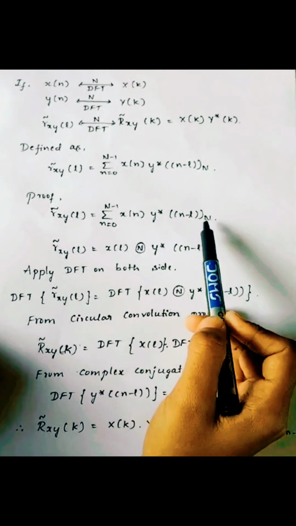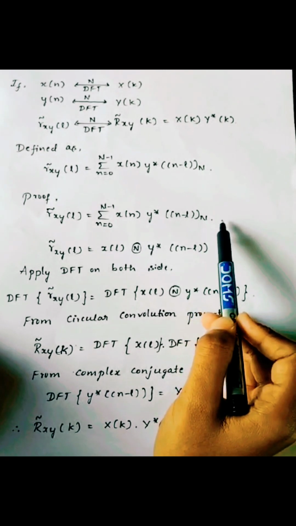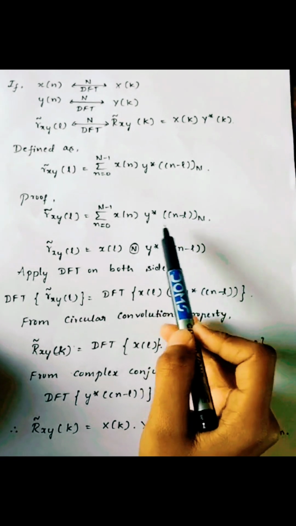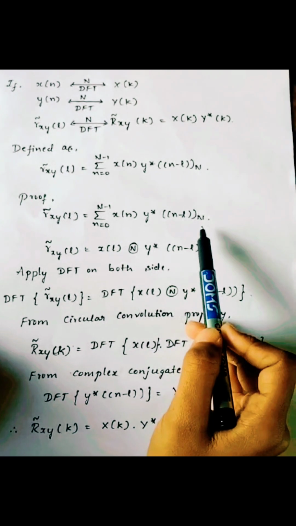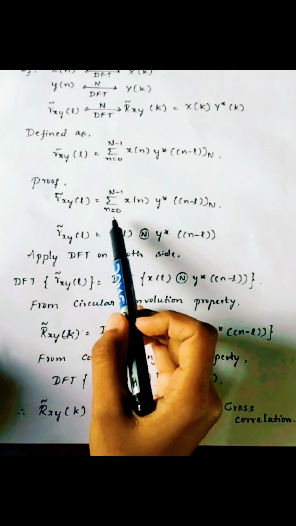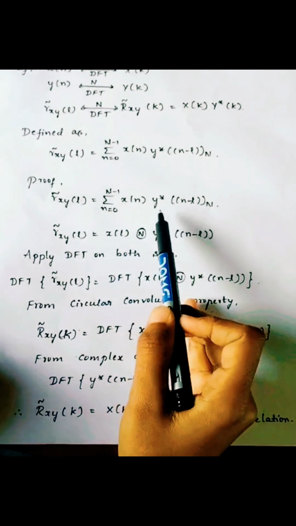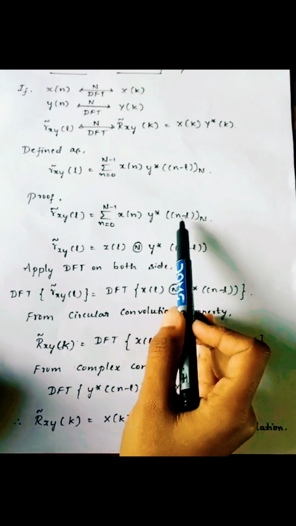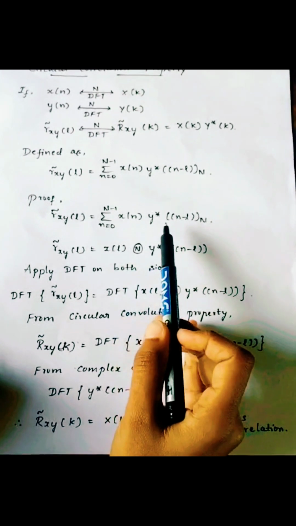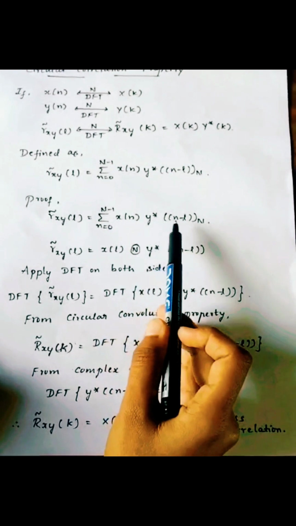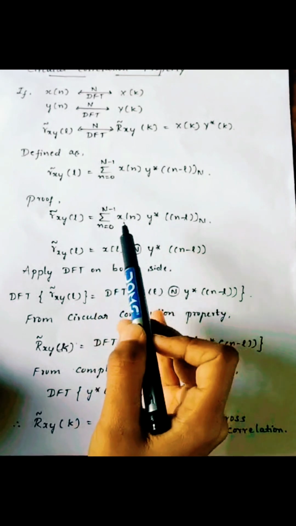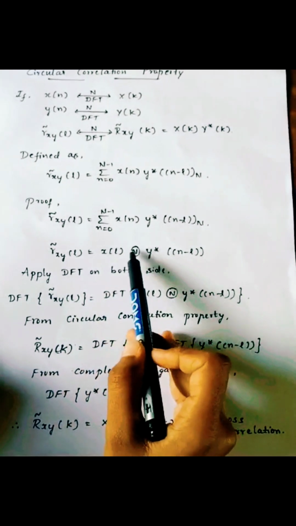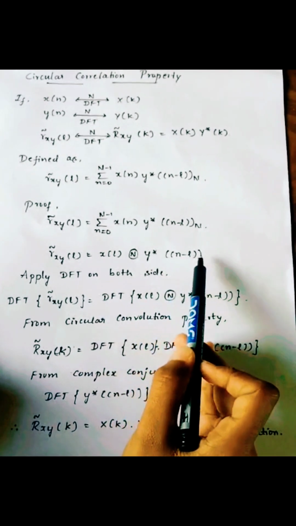In this equation, N is the total number of samples in the given signal, and the double brackets represent the circular shifting of the sequence. Hence, from this expression, we come to know that this is the formula of circular convolution of x of n and y of n minus l. So, this represents the circular convolution of x and y sequence. Hence, this equation can be written as R xy of l tilde equals x of l circular convolution with y conjugate of n minus l.